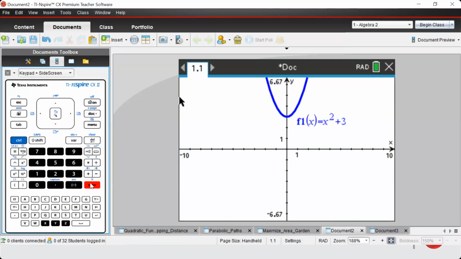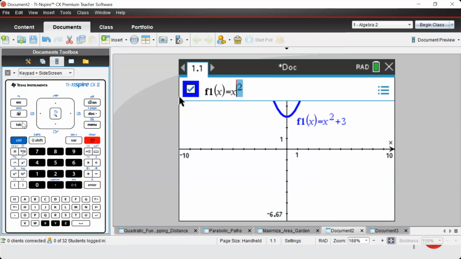And they graph it. Oh, that's great, right? But what if you want them to really explore what's going on? So this is where sliders are even more dynamic. So let's just take the standard form.